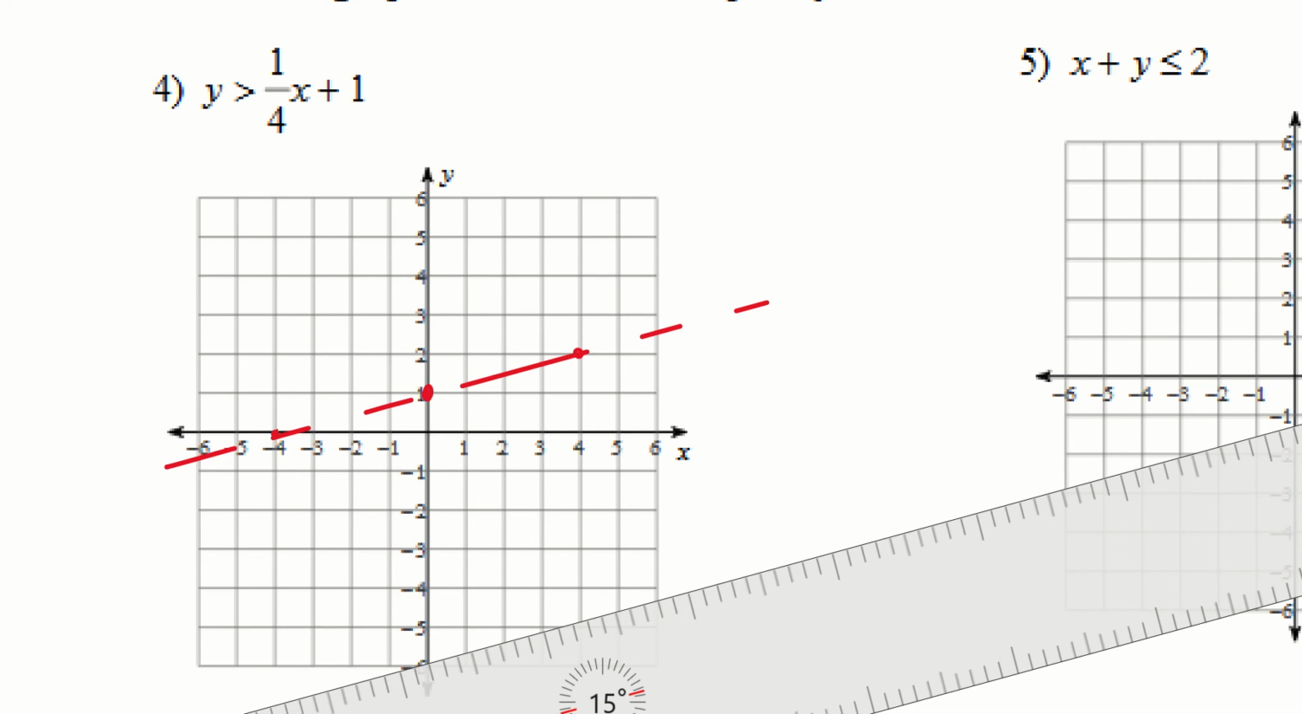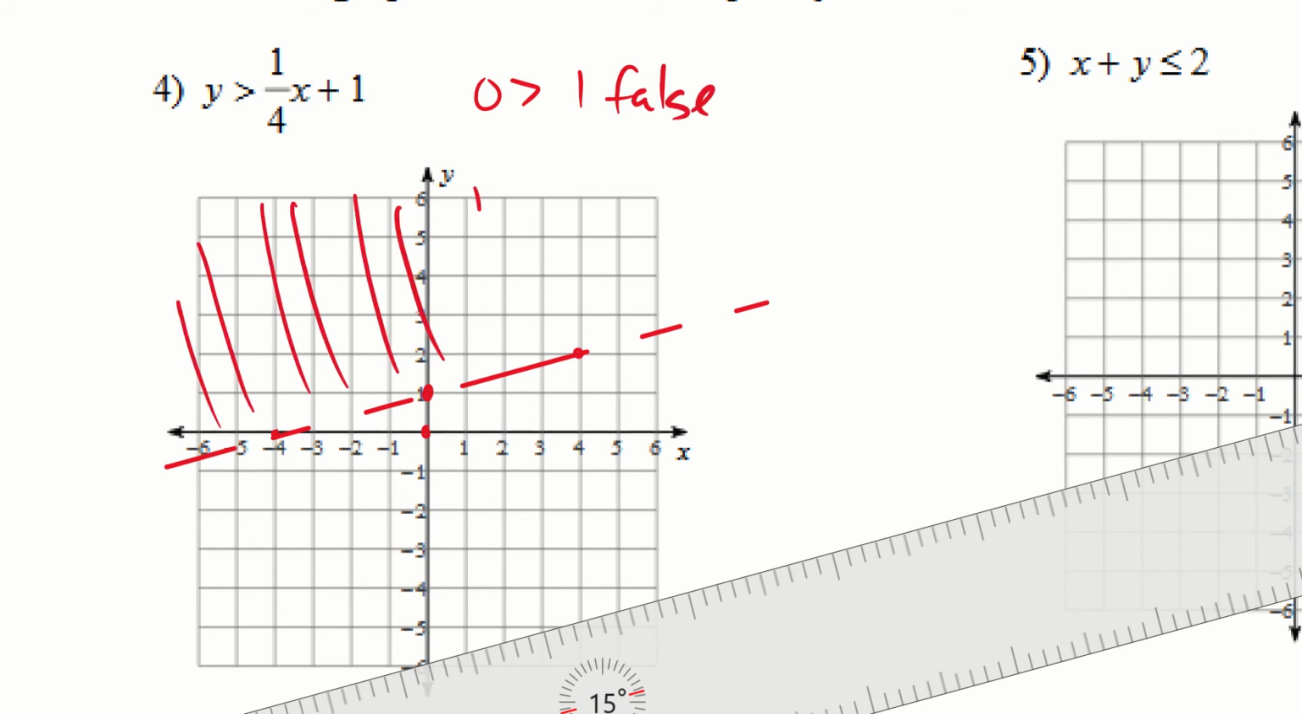Now, this says y values are those things that are greater than that. So I'm assuming if I put 0, 0 in, that point would fail. And sure enough, 0 would be for y and x both. So 0 greater than 1, that's false. So I am not shading below, I'm just shading above. So this is my solution for number 4.